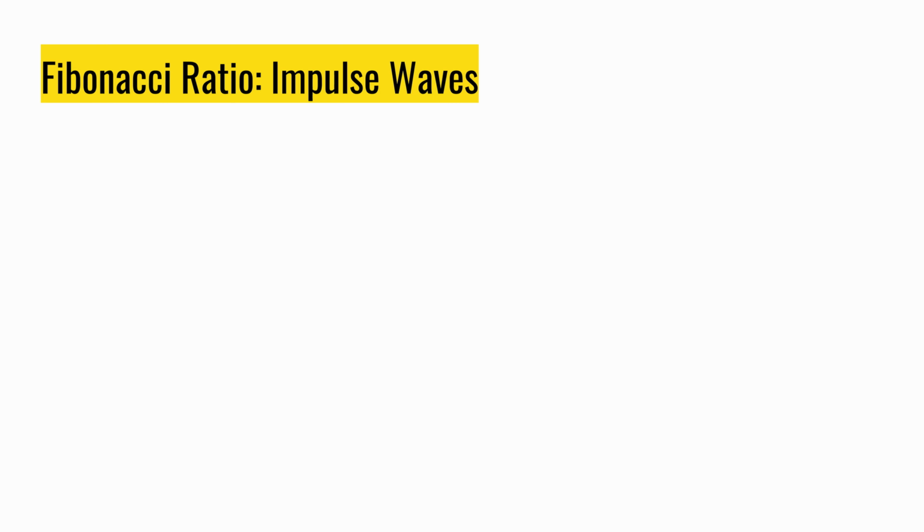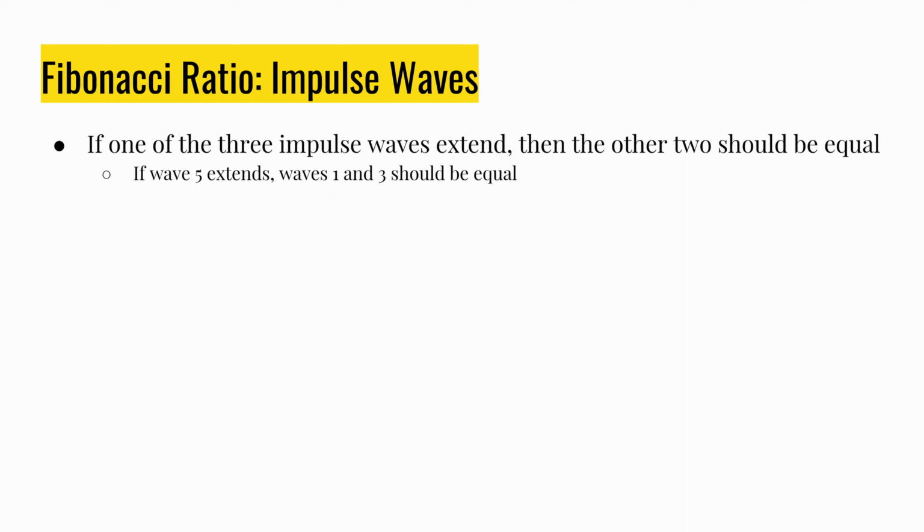Before we directly apply Fibonacci patterns to waves, there is an important characteristic when a wave is longer than expected. If one of the three waves is overextended, then the other two should be equal to each other. For instance, if wave 5 is longer than expected, then waves 1 and 3 should be equal. Likewise, if you say wave 3 is longer than usual, then waves 1 and 5 should be of similar length. Now, let's apply some Fibonacci patterns to the waves with this in mind.